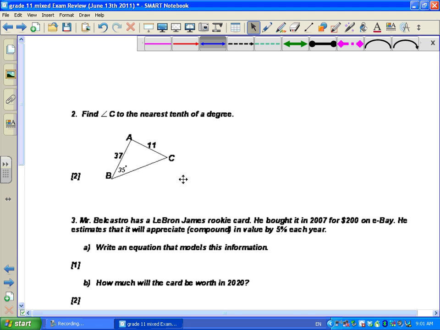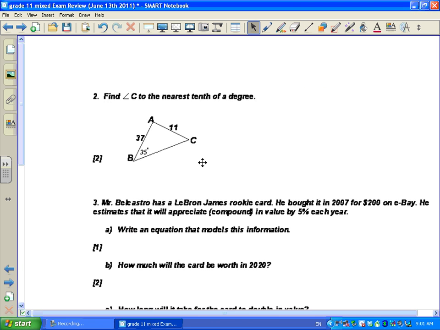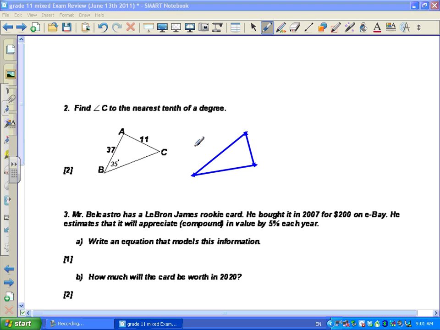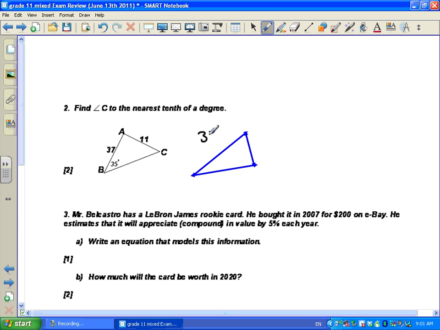Okay, so we're going to redraw this triangle. It doesn't exist, this triangle. Okay? That's roughly it. We're going to say this is 37, this is 11, and this is 35. Okay? So I've redrawn the triangle because the other one doesn't work. Doesn't exist.